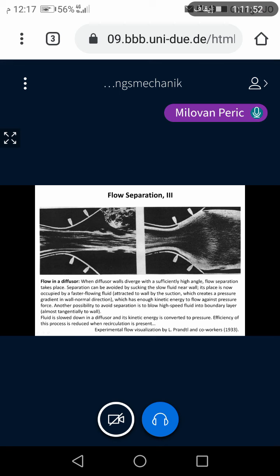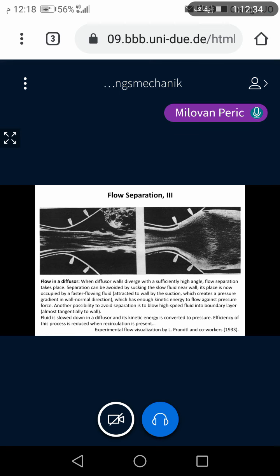But what Prandtl was showing here is that you can avoid separation by applying suction at these locations which are shown here by these small white marks. So if you suck the fluid there, what happens then is you create low pressure at the suction point, and this attracts then the fluid from the center towards the wall. And by applying the right amount of suction, you can actually bring the fluid to stick to the wall and not separate. And you avoid completely this separation here in the channel.